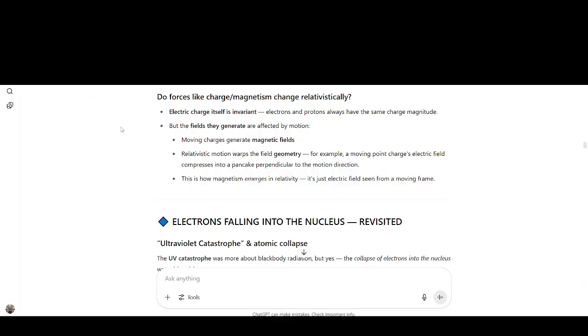This is how magnetism emerges in relativity. It's just the electric field seen from a moving frame. So that part I am super interested in. I don't know what it's talking about, but I don't know.